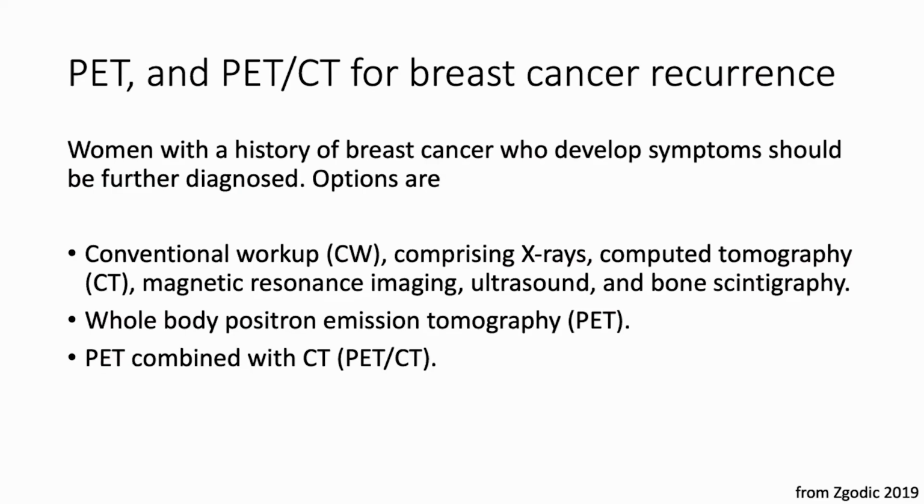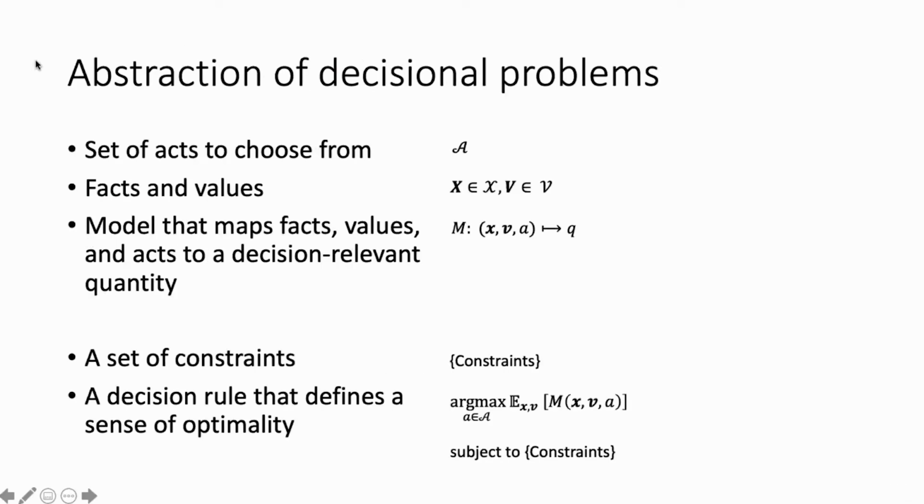So this is essentially a decisional problem, and an abstraction of the decisional problem is described here. Whenever you have a decision, whenever you are facing such a situation, you are asked to choose from a set of acts. These are the alternatives that we have to choose from. You're going to use facts and values.